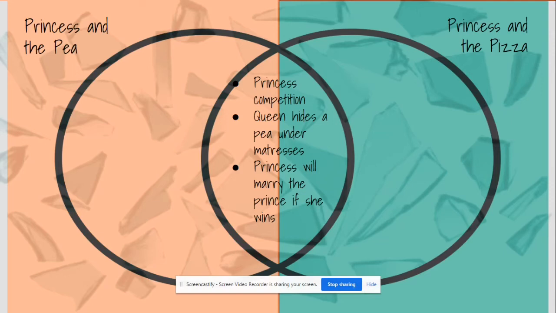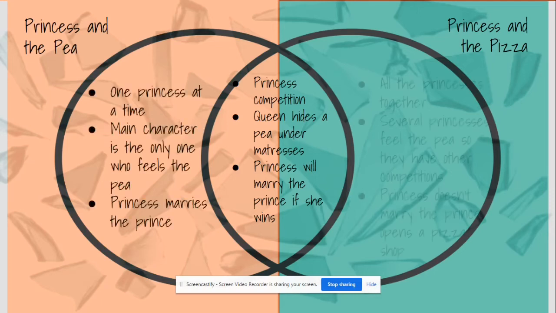In both of the stories, the queen hides a pea under like 13 mattresses and expects only a true princess to be able to feel it. And finally, the princesses are expecting to be able to marry the prince if she wins the competition. But how are these two stories different?